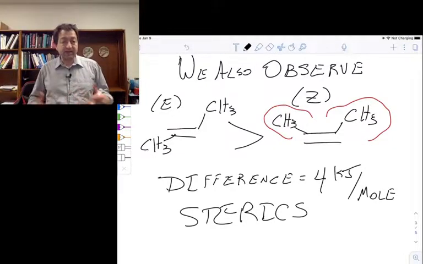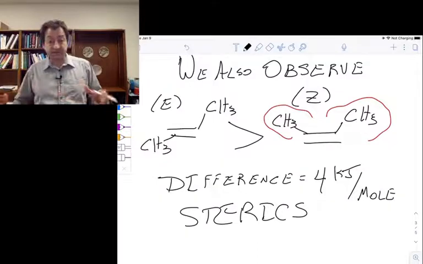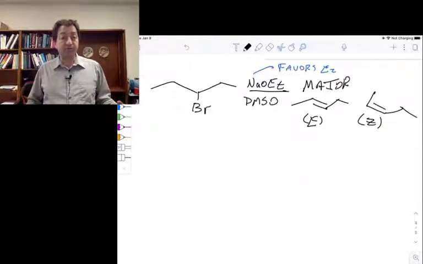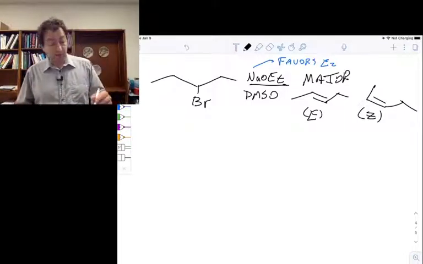And we find that the E double bonds contain less energy than the Z double bonds. They're more stable, and so that leads to the E alkene being the major product in an elimination reaction where we could have both an E and a Z alkene as one of the possible products.